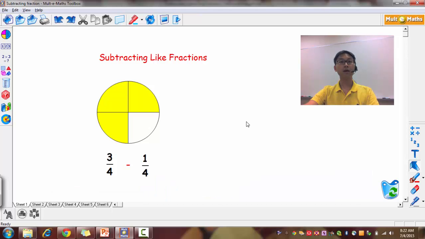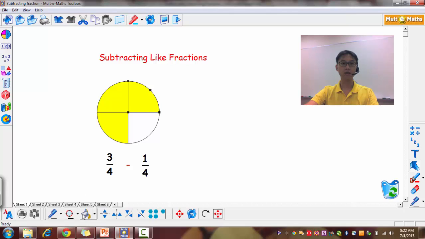Now let's first look at how do we subtract like fractions. Subtracting like fractions is very simple. So let's take this example, 3/4 minus 1/4. If I have 3 out of 4 equal parts, and I want to take away 1 out of 4 equal parts, let me color this in white so that it shows that I'm taking it away. So let me get rid of this.